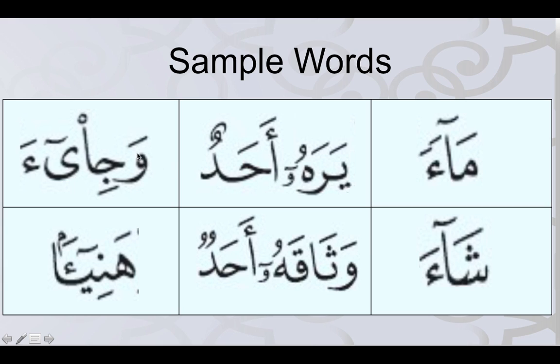Next we have waw, fatha, wa. Jim, kasra, ya, mad, ji. Waji. Hamza, fatha, a. Waji'a. So anytime this mud diacritic occurs, because of the hamza immediately following, we're extending it to 4 counts. Next we have sheen, fatha, sheen, fatha, alif, mad, sha. Hamza, fatha, a. Sha'a.